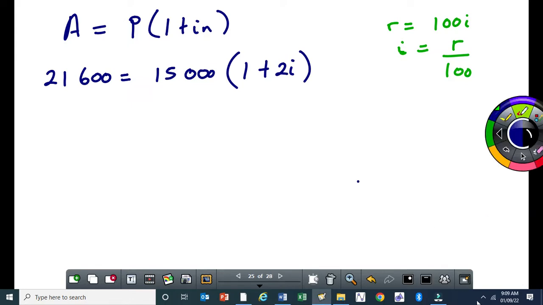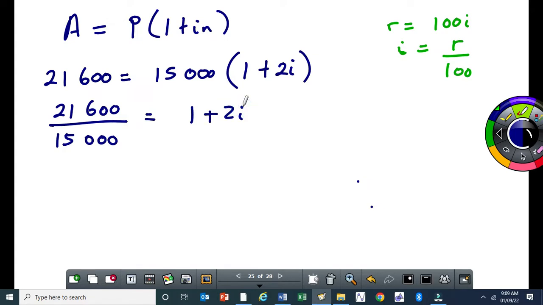Let me carry on. Here you have to divide both sides by 15,000, obviously, so your knowledge of equations is required here. That gives 1.44, and there are no other digits after that. This will be equal to 1 plus 2i. What's the objective? To calculate I.